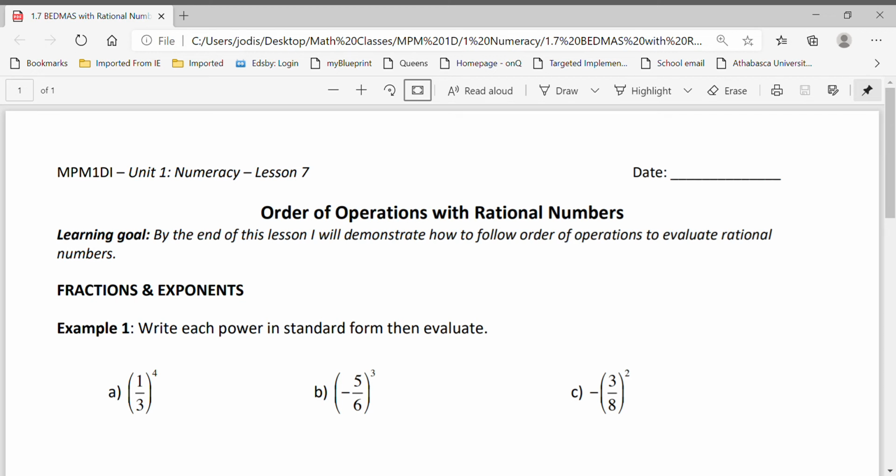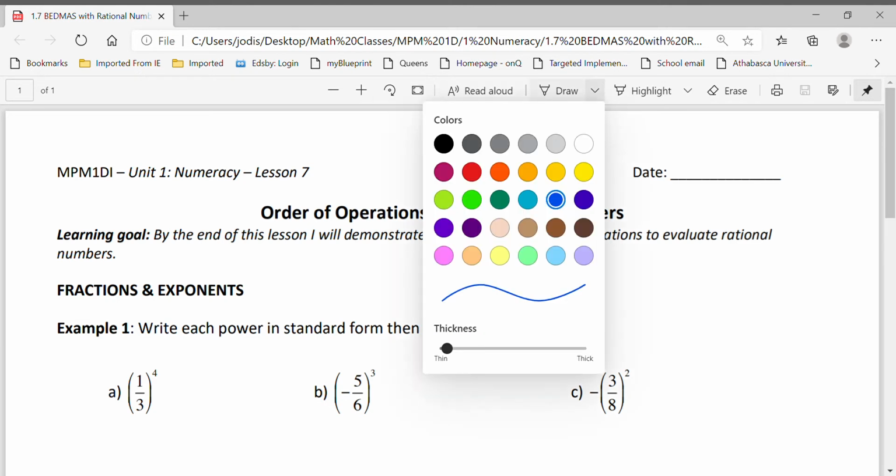Hi everyone, so this is going to be our last lesson for this unit for numeracy. So this is lesson 1.7 and we're just talking about order of operations with our rational numbers, so our fractions. By the end of the lesson you should be able to follow your order of operations using fractions.